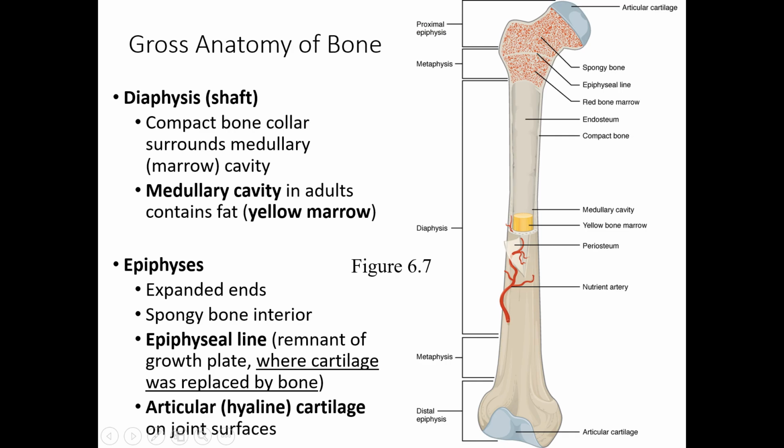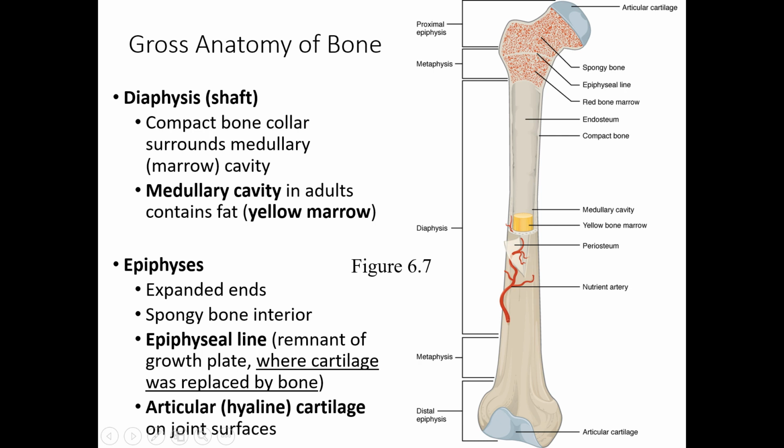Gross anatomy of a bone. We'll talk about long bones first. The central part of the long bone is called diaphysis, and the ends are called epiphysis, here and here. So the diaphysis or shaft has inside a marrow cavity, or medullary cavity. Most often it's called the medullary cavity.